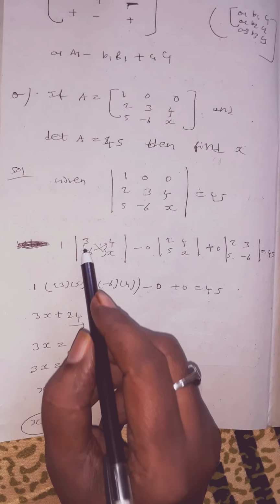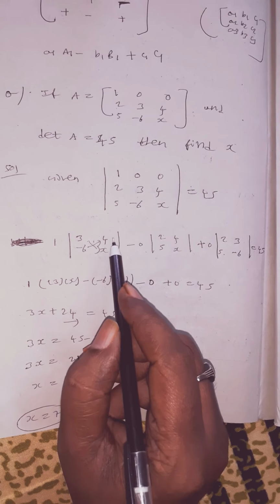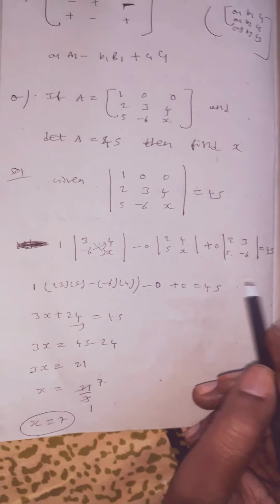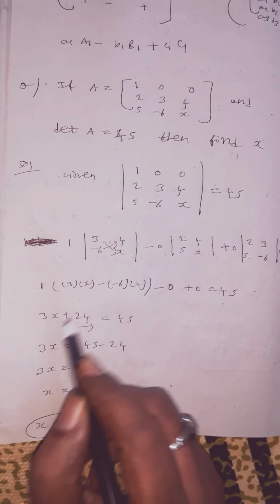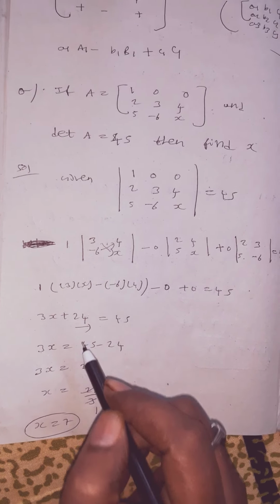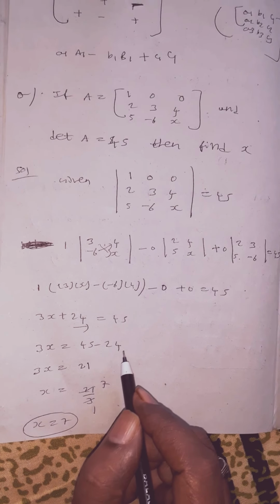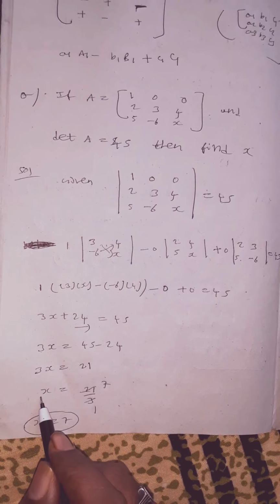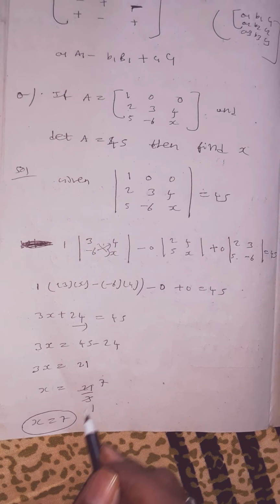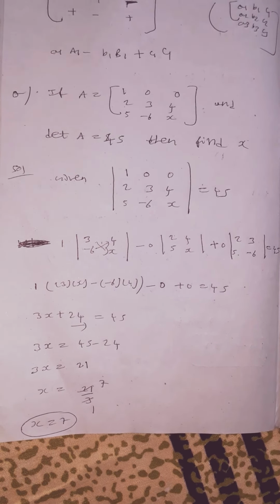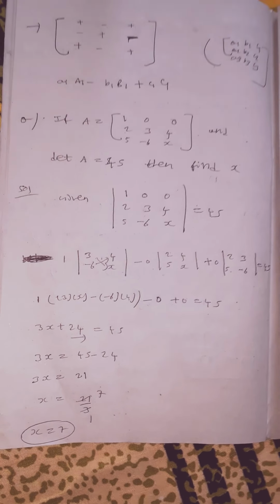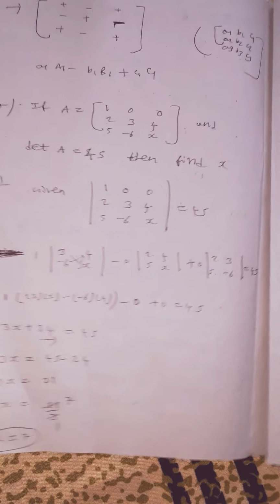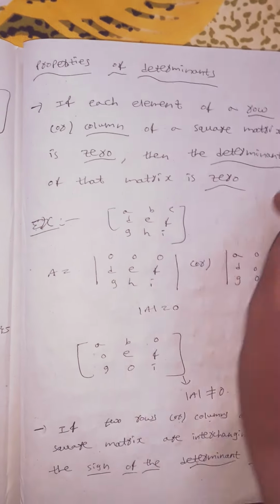So 1 into 3 into x minus of minus 6 into 4, minus 0 into something is 0, 0 into something is 0, equal to 45. 3 into x is 3x, minus into minus plus 6 4 is 24. So on that side plus will become minus. 45 minus 24 is 21. So on that side multiplication will become division. 3 7s are 21. So what x value did we get? 7. So in this way we will find the determinants. Is it clear, children?